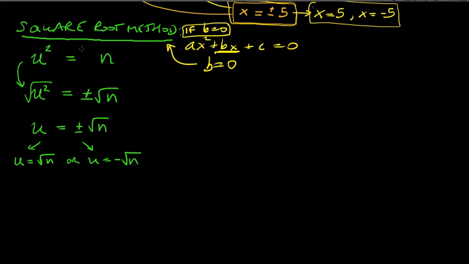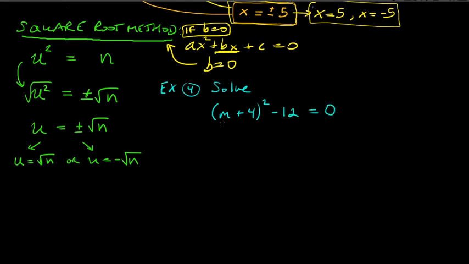Again, here's the square root method. So let's do another example. I think we're up to example 4 here, right? Yep, so let's solve. How about the equation m plus 4 squared minus 12 equals 0.